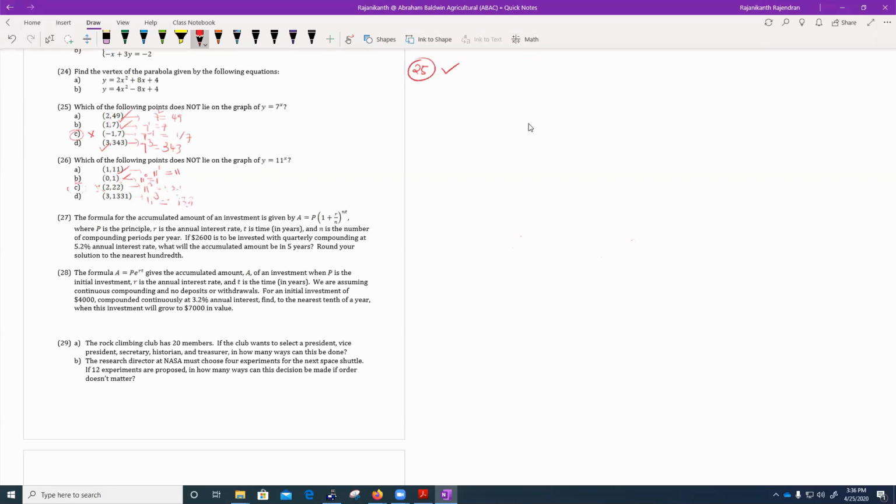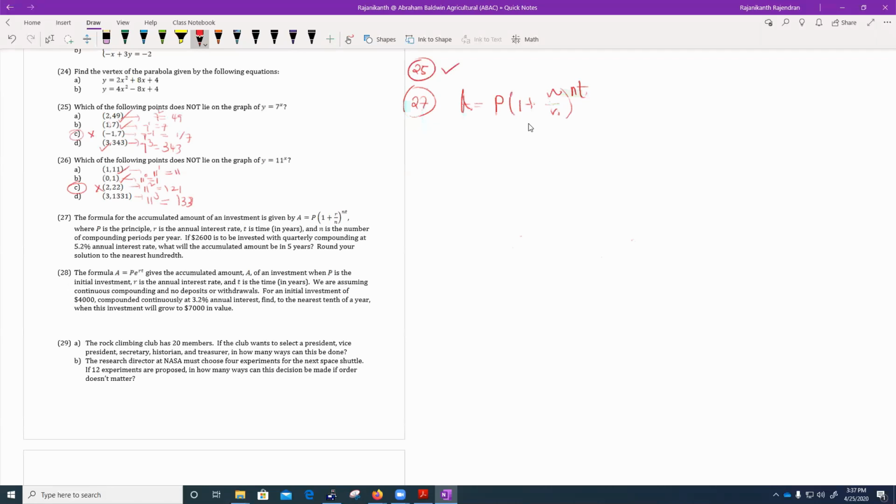Okay. Now the 27 is: the formula for the accumulated amount of an investment is given by A equals P times (1 plus R over N) to the power N times t. This is compound interest formula, right? P is the principal amount, R is the interest rate, N is how often you calculate in a year, and T is number of years.